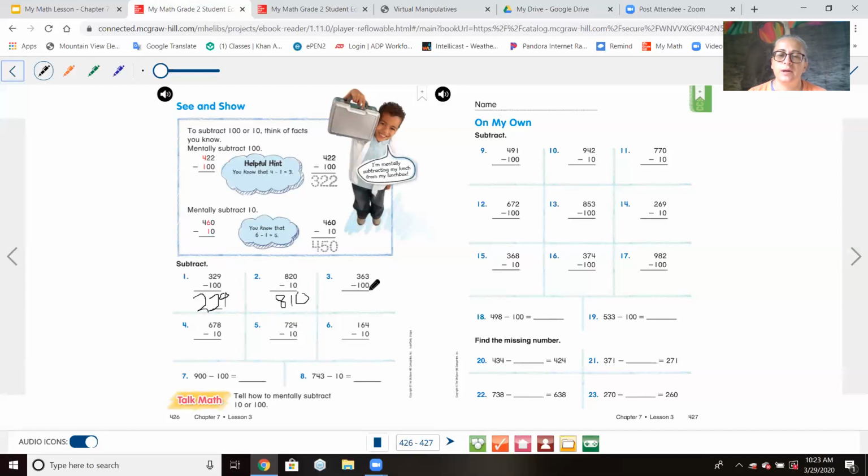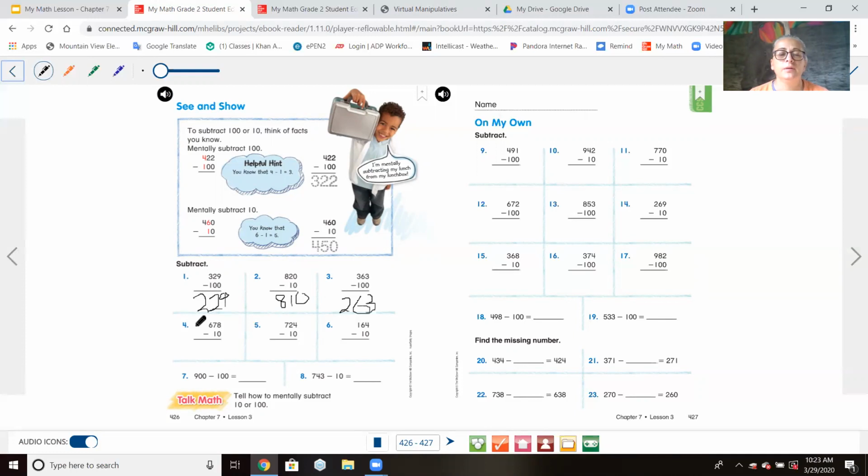Starting in ones, 3 minus 0 is 3. 6 minus 0 is 6. 3 minus 1 is 2. Therefore, 363 minus 100 is 263.